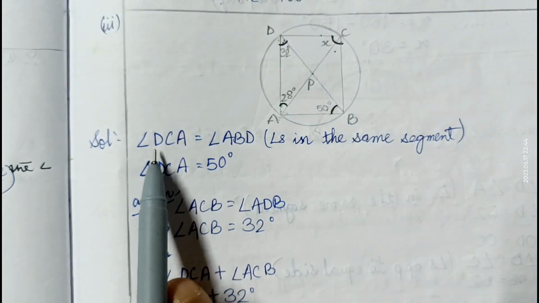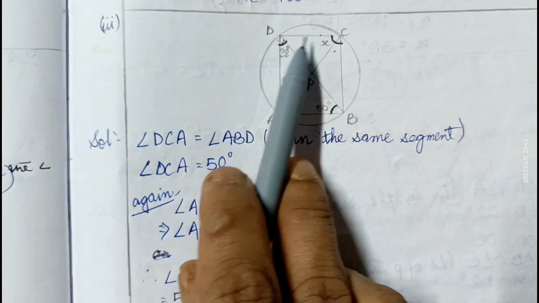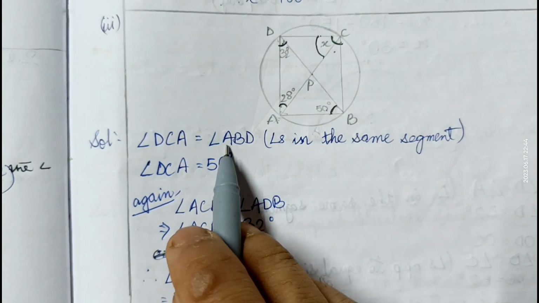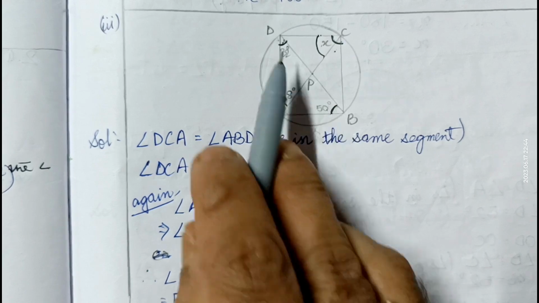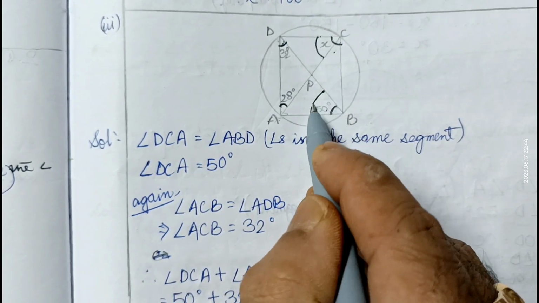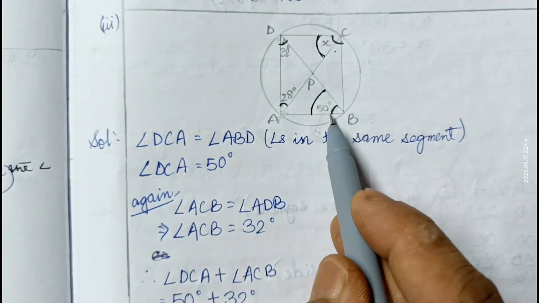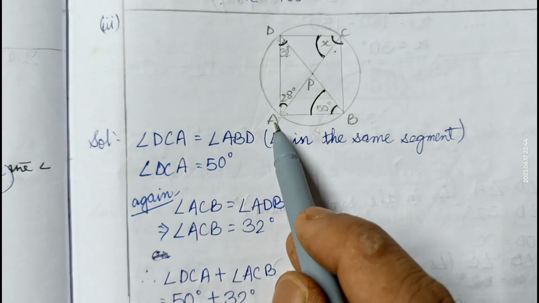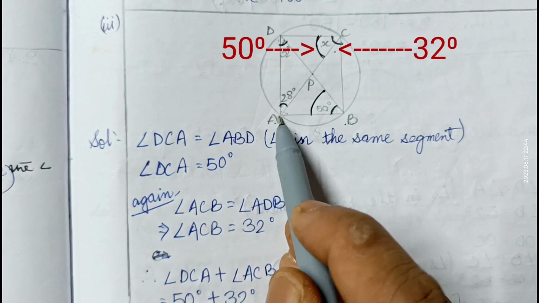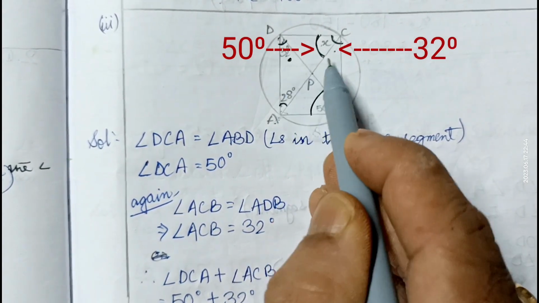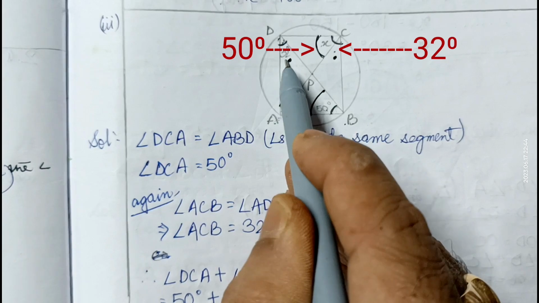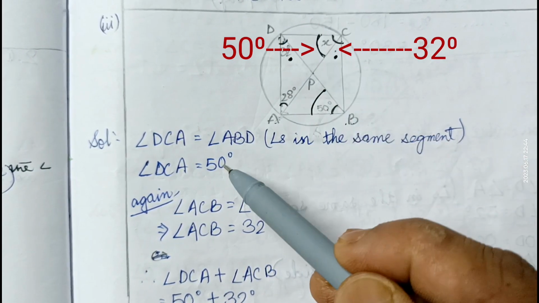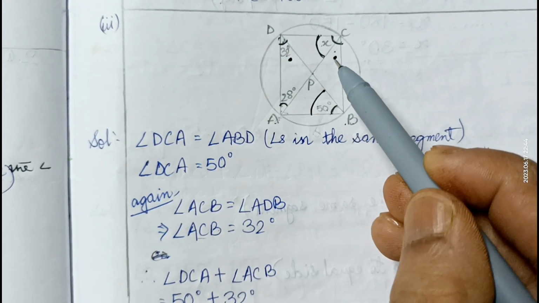So we can write here like this, angle DCA, that means this part, equal to angle ABD, this part. So this angle and this angle equal. Since this is 50, this part will be 50. Again, angle ACB and angle ADB, these two parts will be equal. If this is 32, this also will be 32. So we got this angle as 50 degree, angle ACB as 32 degree.